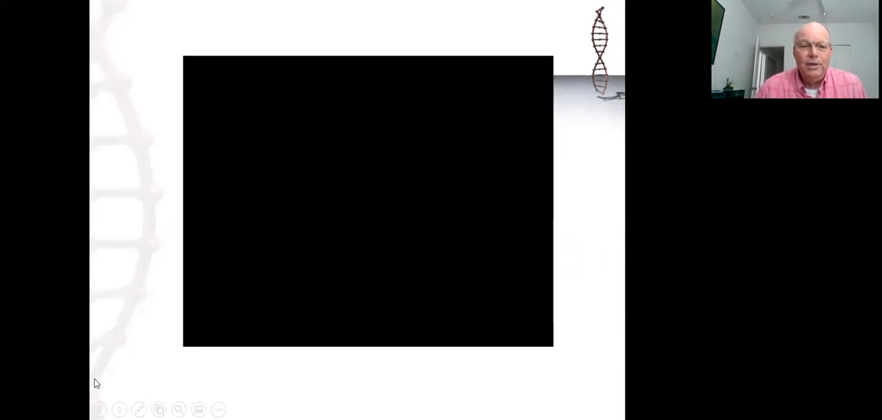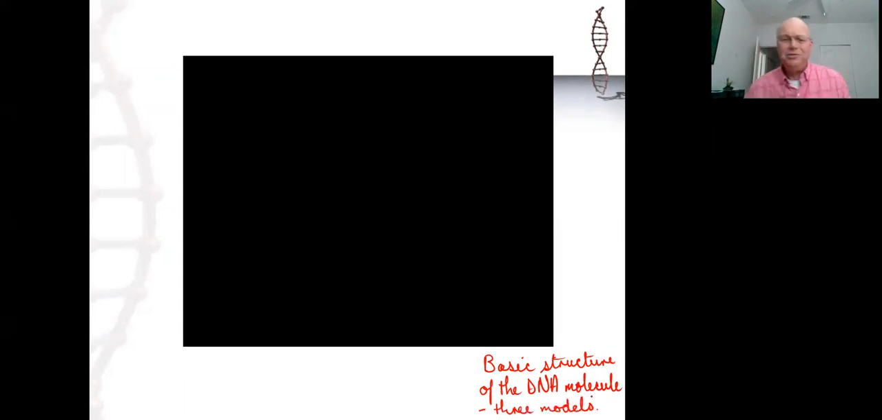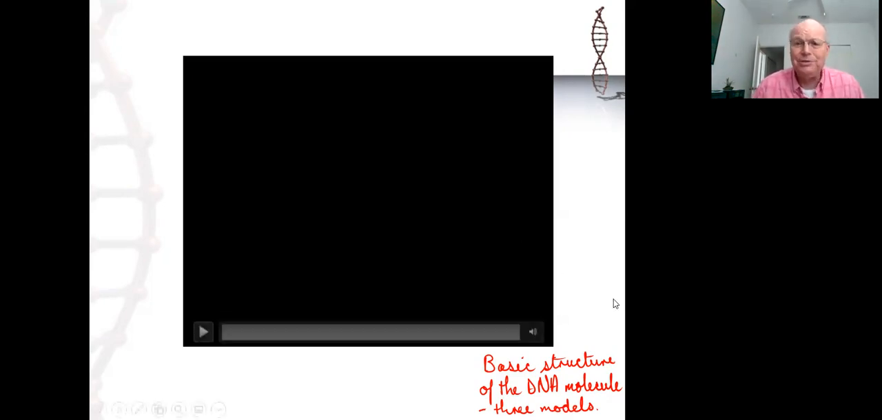So this animation looks at the basic structure of the DNA molecule. And it runs through the three models. So it shows you space filling, the tape version, and what is referred to as wireframe. We've seen those before when we were talking about protein structure many chapters ago. But this animation walks you through that. So you can take a look at this animation. Again, it's in the resources page.